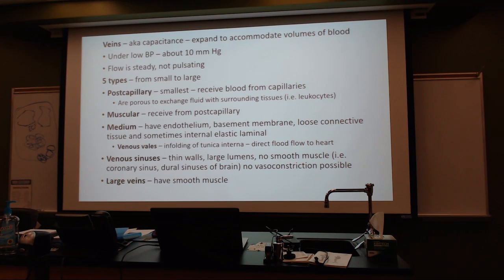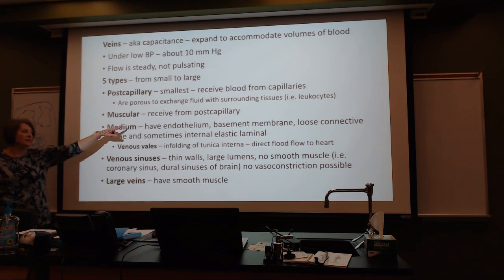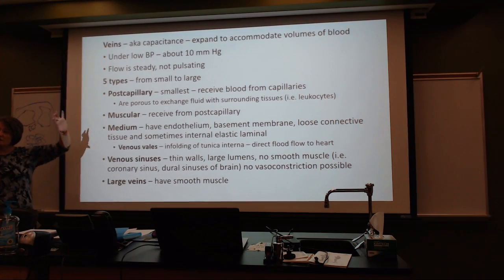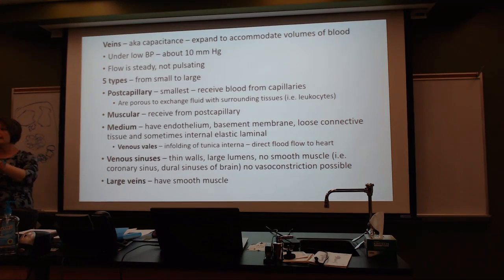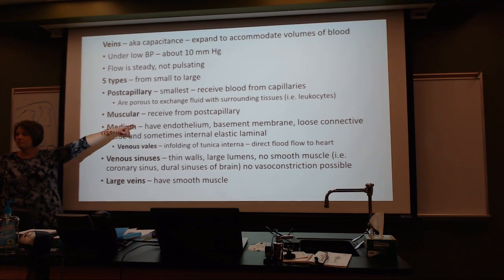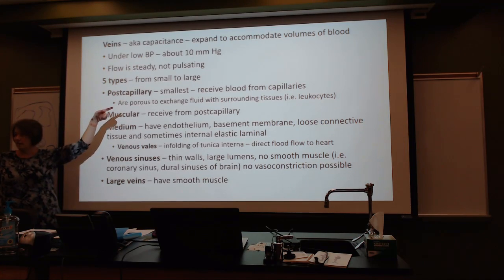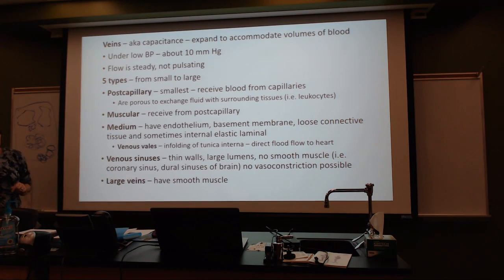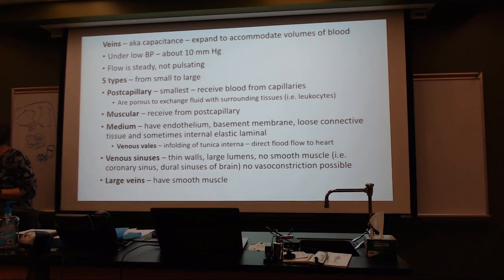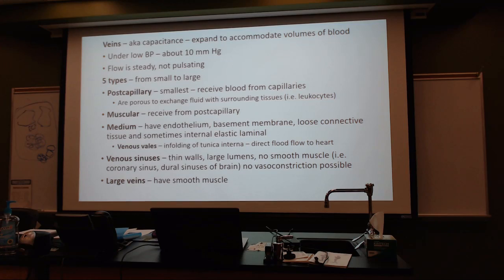Okay? In the muscular veins, they're receiving from the post-capillary, medium are receiving from the muscular. Now, we begin to see a little bit more of the three layers. Okay? So, the medium are going to have the endothelium, the simple squamous epithelium. All right? They have a basement membrane. They have loose connective tissue to help them stay anchored. And sometimes they will have elastic material. At this point, we now see valves.